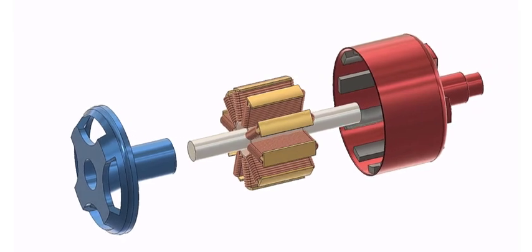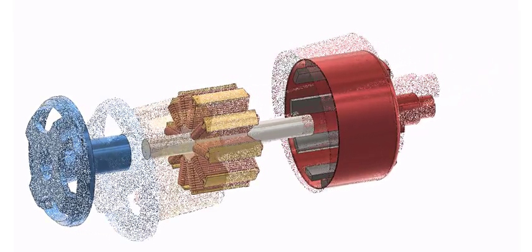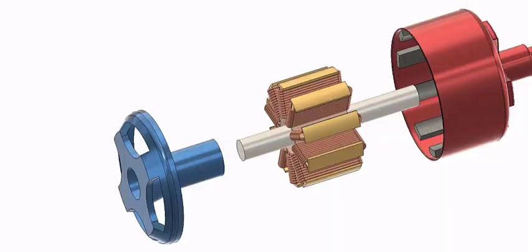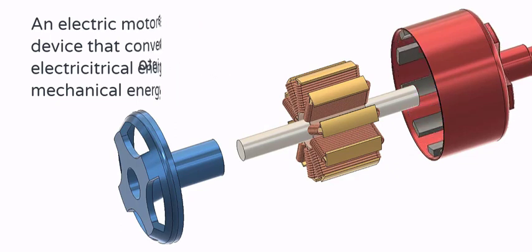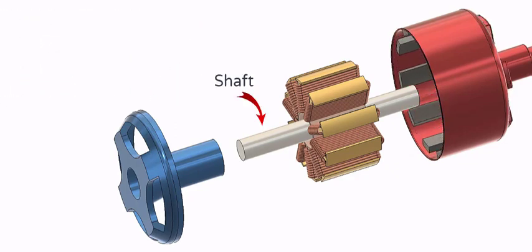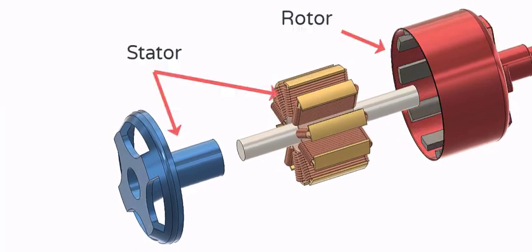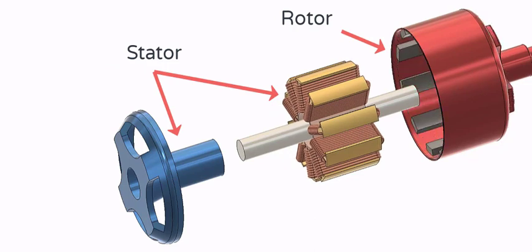In this video, we will primarily focus on the workings of brushed DC motors, while reserving the discussion on brushless DC motors for a future video. In essence, a motor is a device that converts electrical energy into mechanical energy, which is typically transmitted through a shaft. Every motor consists of a stator and a rotor. While the components associated with the stator remain stationary, the rotor and its connected parts rotate when power is supplied.